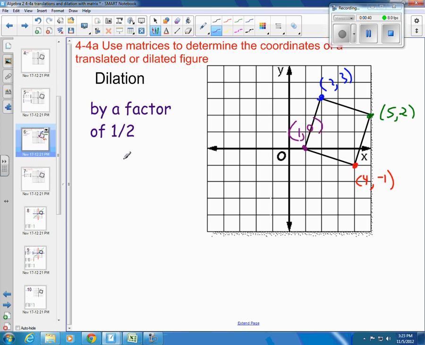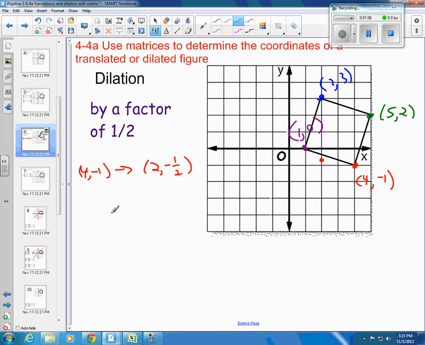And in Algebra 1, if we wanted to dilate by a factor of 1/2, we took every single coordinate and multiplied by 1/2. So when we were working with the red point, the 4, -1, we multiplied both of those by 1/2, and we resulted with 2, -1/2. So 2, -1/2 would end up being right here. And that would be our new point.